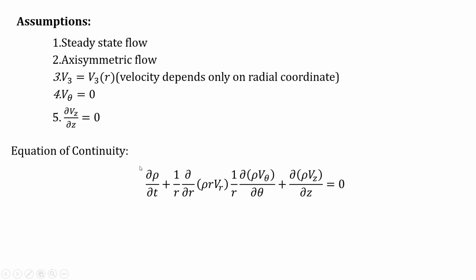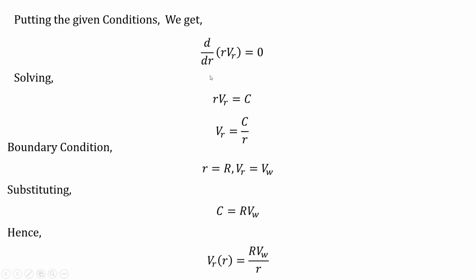Now as steady state is there, dρ by dt will go to 0, V theta is 0, so this term will go to 0, and as dVz by dz equals 0, this term will go to 0. The continuity equation will eventually become d by dr of (r Vr) equals 0. Now integrating this, we get Vr is equal to c by r. Now putting the boundary condition at r equals R, Vr is equal to Vw, we get the equation of radial velocity as R Vw by r.